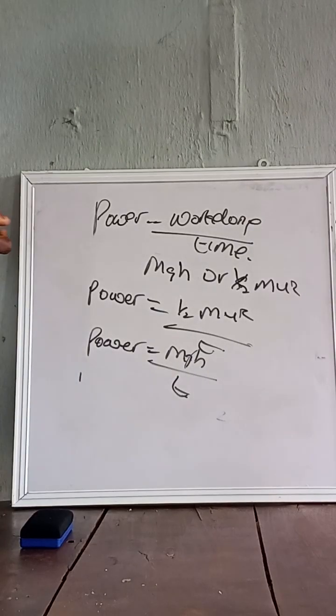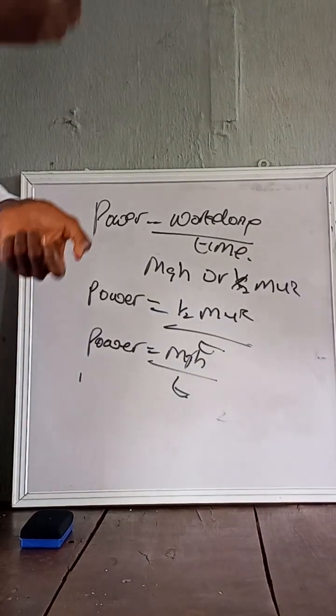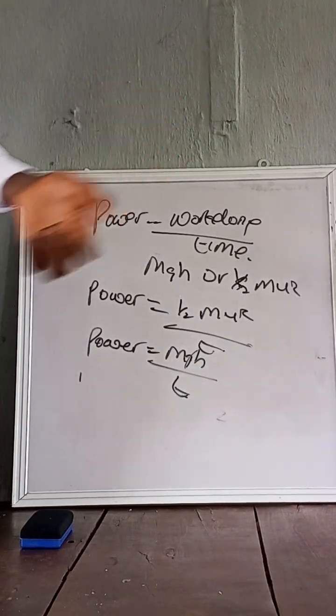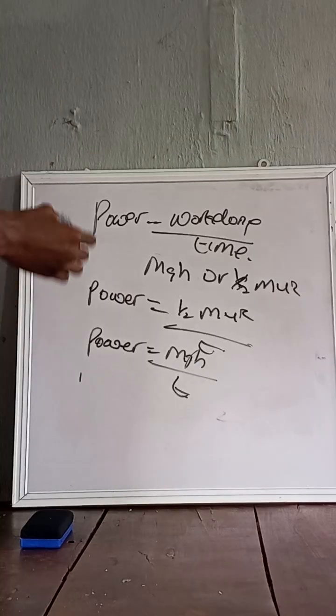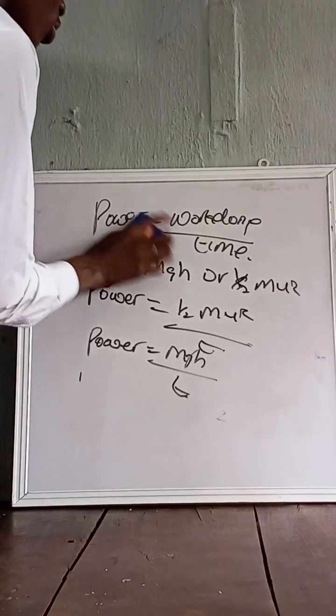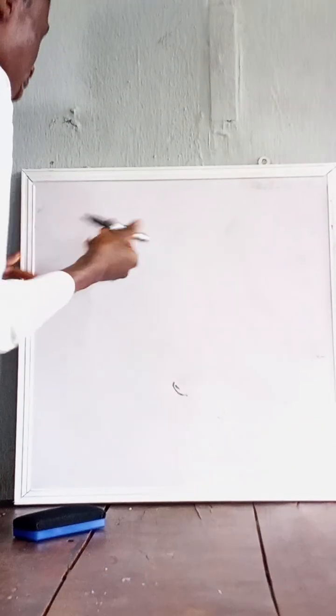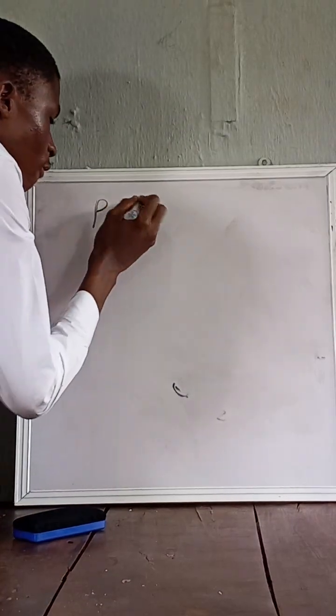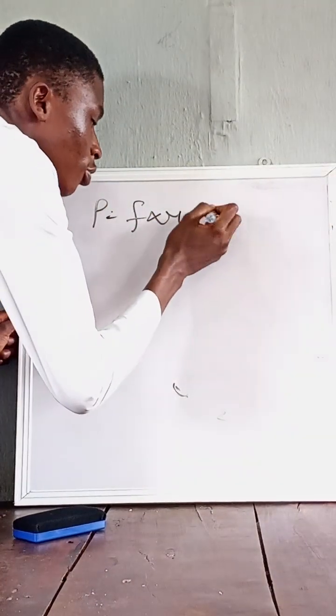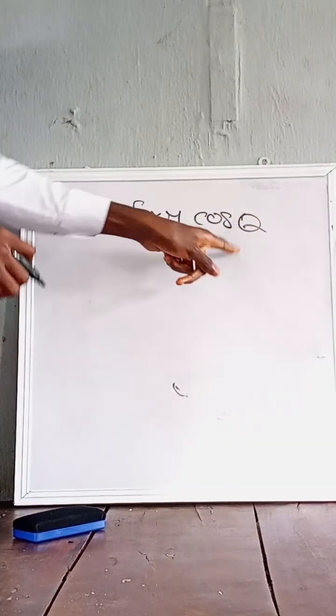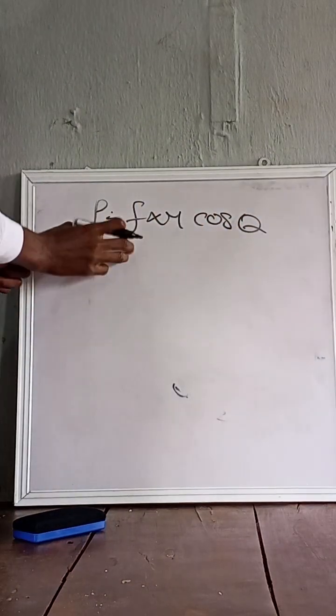Then we can also be asked to calculate the angle between the force and the velocity that makes up the power. Then I can say my power will now be equal to force times velocity times cos theta, where theta is the angle between my force and velocity.